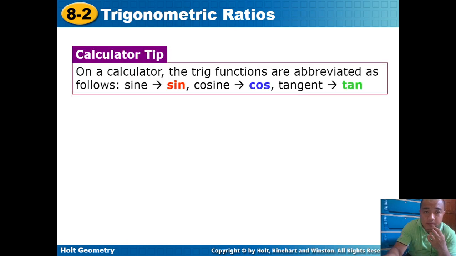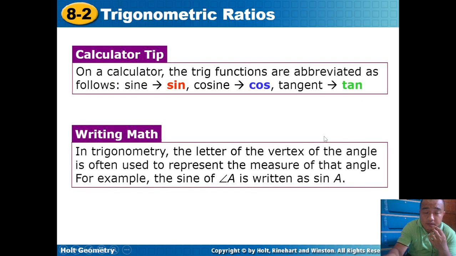Okay, remember that. And a calculator tip: on a calculator, the trigonometric functions are abbreviated as follows. For sine, it's written as sin, cosine as cos, and tangent as tan in your scientific calculator. And in trigonometry, the letter of the vertex of the angle is often used to represent the measure of that angle. For example, the sine of angle A is written as sin A.